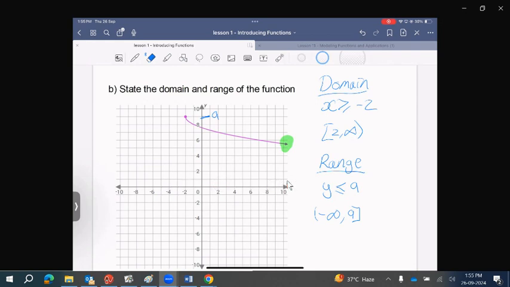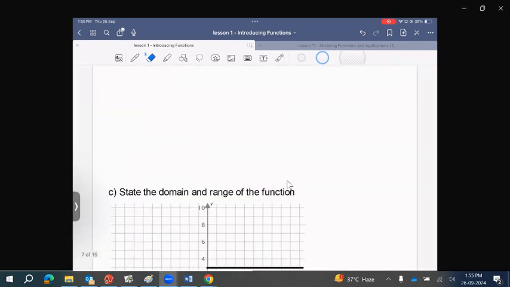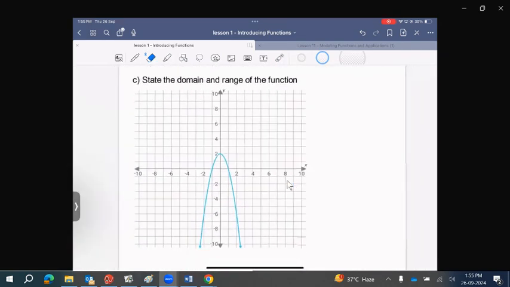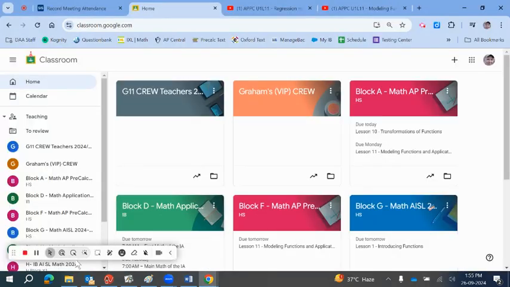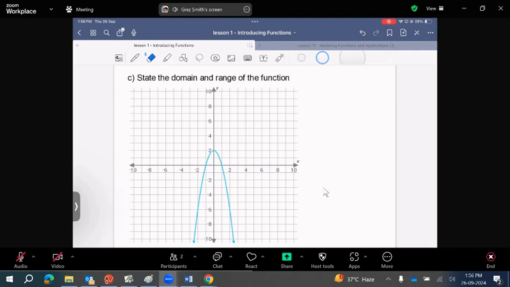Okay, let's have a look at the next one. Give you a minute for this one. Have a go for yourself. Okay, so for this one, our domain.